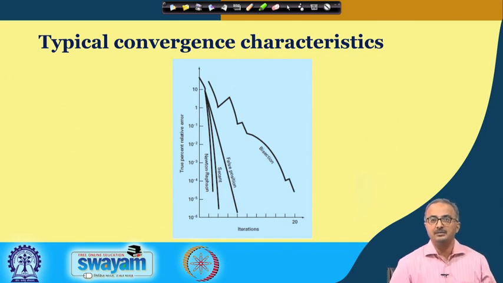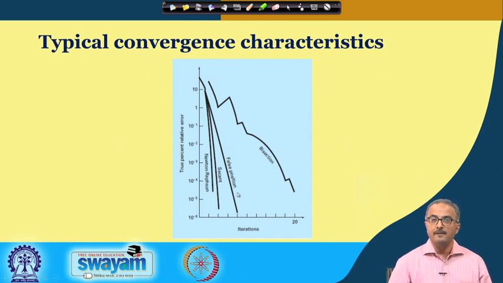Now for a typical problem, you can see how these four methods differ in their convergence characteristics, that is, how fast they converge and how many iterations they will take to converge. So here you can see that the bisection method is also converging but with some fluctuations. That means it is not converging monotonically. Sometimes the error is decreasing, again increasing, again fluctuating. This way it is going to convergence, and it is taking about 20 iterations.